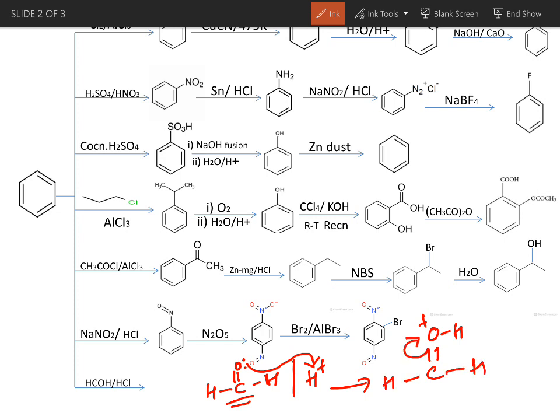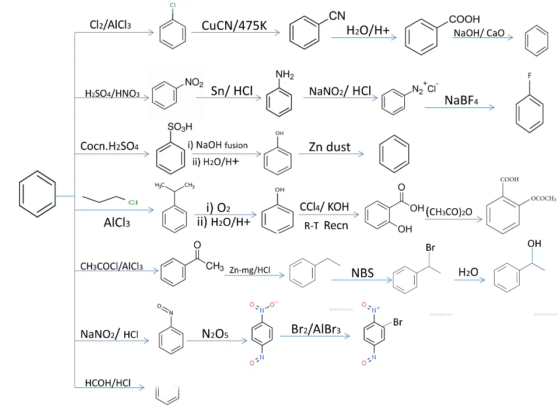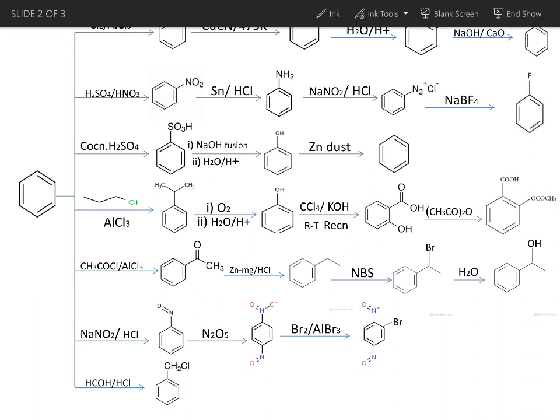It gets neutralized and forms CH, H, here it is OH, and here it will develop a positive charge. Now this is acting as the electrophile. The positive charge on the carbon atom is acting as the electrophile. This electrophile attacks the benzene ring and forms a compound something like this. Here it has attached with the electrophile that was formed, CH2OH.